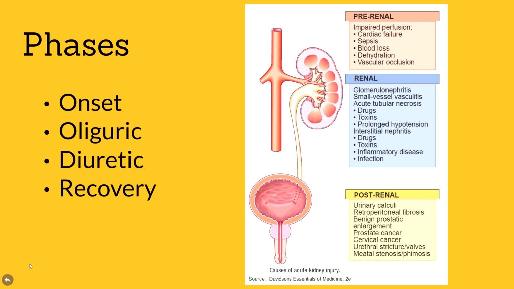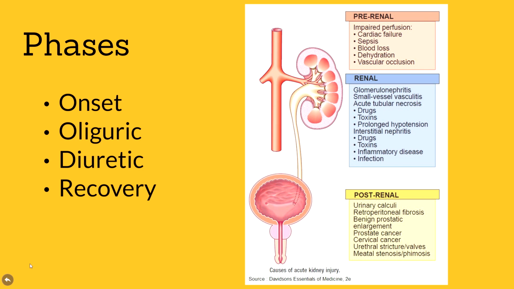Then we have the diuretic phase. That begins as the nephrons begin to recover. So let's say that patient was hemorrhaging, but they got to the hospital and they got a blood transfusion and they stopped the bleed. Now the diuretic phase begins where we have an increased water content in the urine and excretion of waste continues to be impaired.